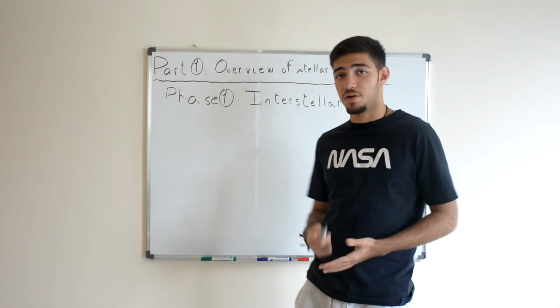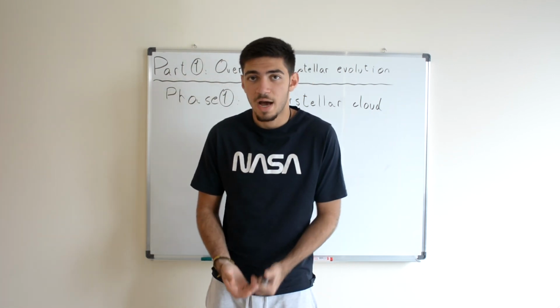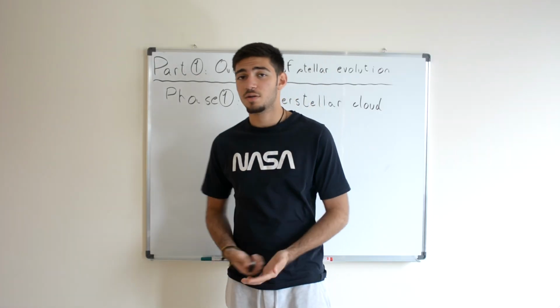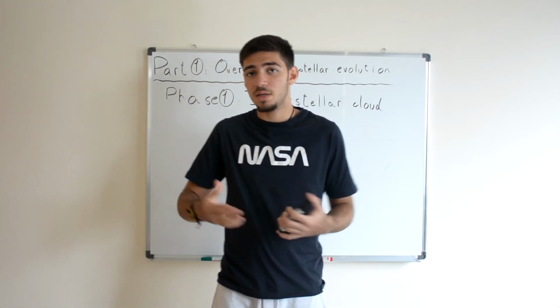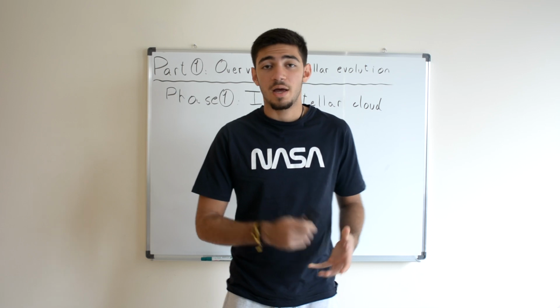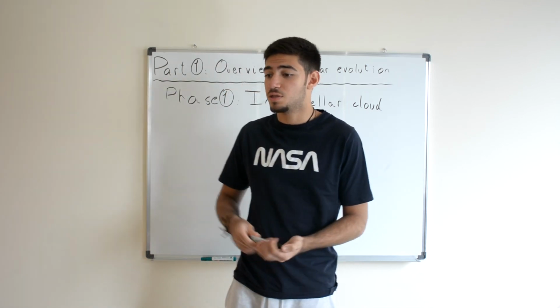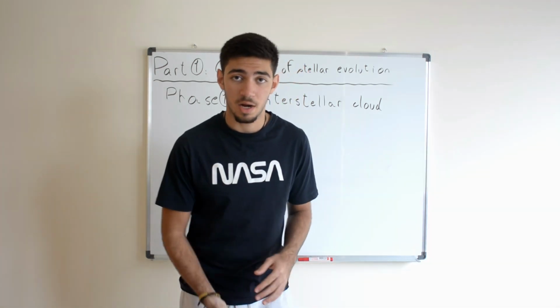It all starts here in phase 1, in what is known as an interstellar cloud, also known as a nebula. Here's a picture of it. Yep, they're pretty beautiful. So an interstellar cloud, or a nebula, is a cloud of gas, made of mainly 71% hydrogen and 21% helium. And the rest of the percentage is just some molecules of dust, carbon, silicate, and iron.